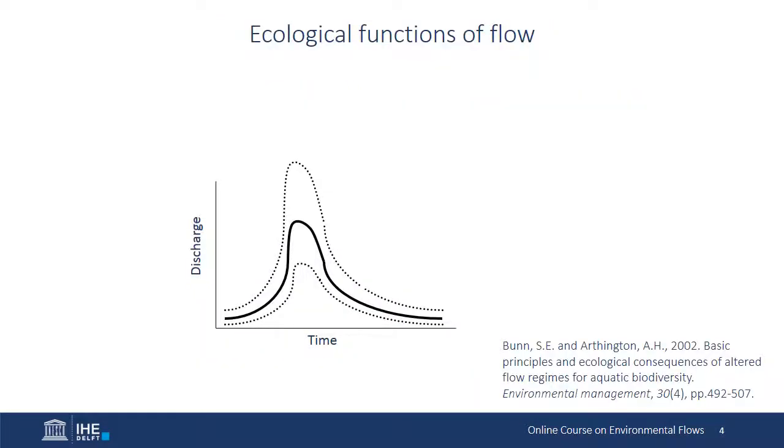I'd like to organize this lecture around 4 guiding principles formulated by Stuart Bunn and Angela Arthington of Griffith University in Australia. They formulated the principles to illustrate how altering flow regimes affects aquatic biodiversity in streams and rivers, and thus they also illustrate the key relationships between flow and ecological processes. The curve on the slide shows the rise and fall of river discharge over a given period of time. The black line traces the long-term average, and the dashed lines reflect natural variability around that average.